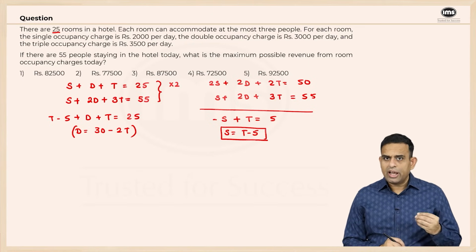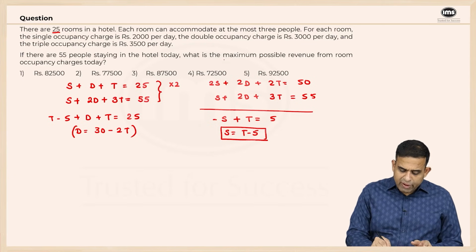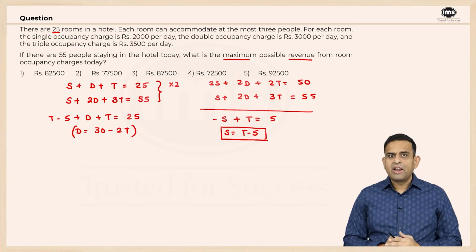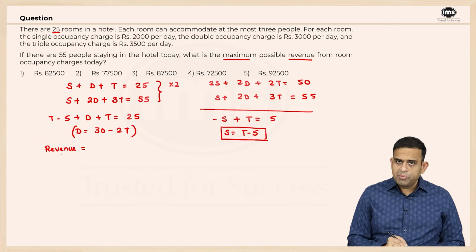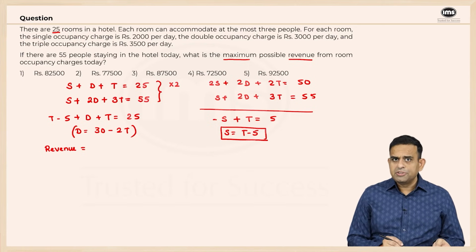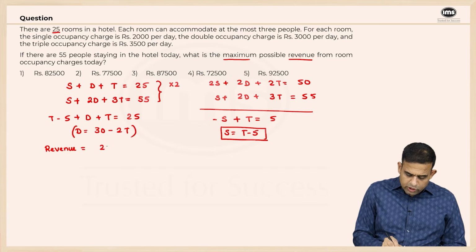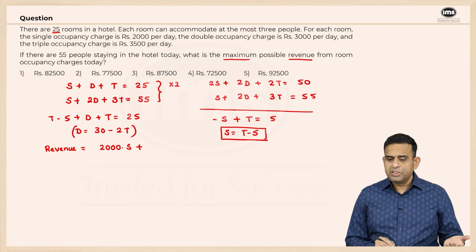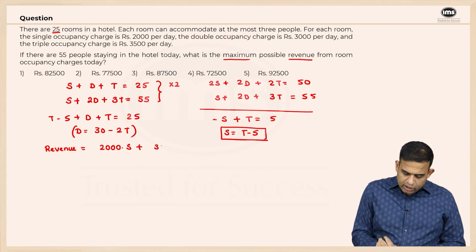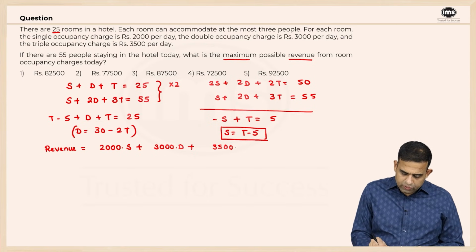And now clearly we have got S in terms of T, we have got D in terms of T, and then understand the objective is to maximize your revenue. How will I find out the revenue? So understand, revenue over here will be nothing but, we have S number of single occupancy rooms, and the charge for those kind of rooms happens to be 2000. So it must be equal to 2000 times S. Then we have D number of double occupancy rooms. So that will be 3000 times D. And finally, this will be 3500 times T over here.